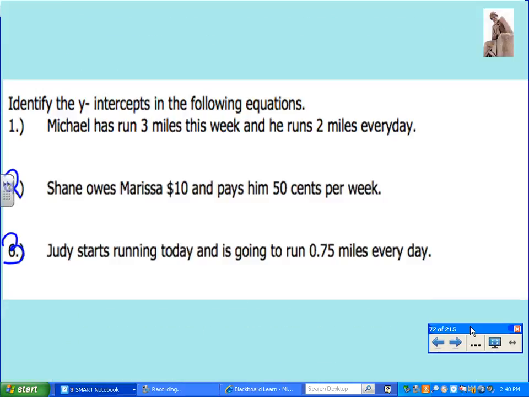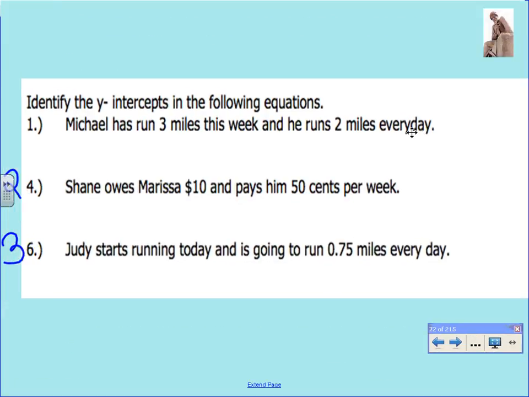Okay, next part. These are 3 scenarios which we've actually already discussed. We are just going to write down here, well, what is the y-intercept? So number 1, Michael has run 3 miles this week and runs 2 miles every day. What is the y-intercept or b value in this scenario? Marissa. Good. 3 miles. So I'm going to put here b equals 3 miles.